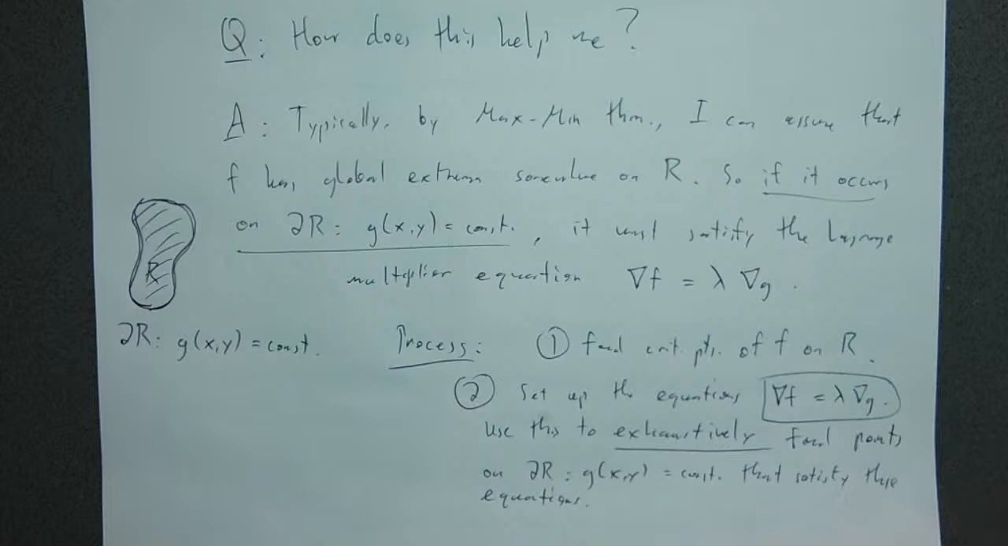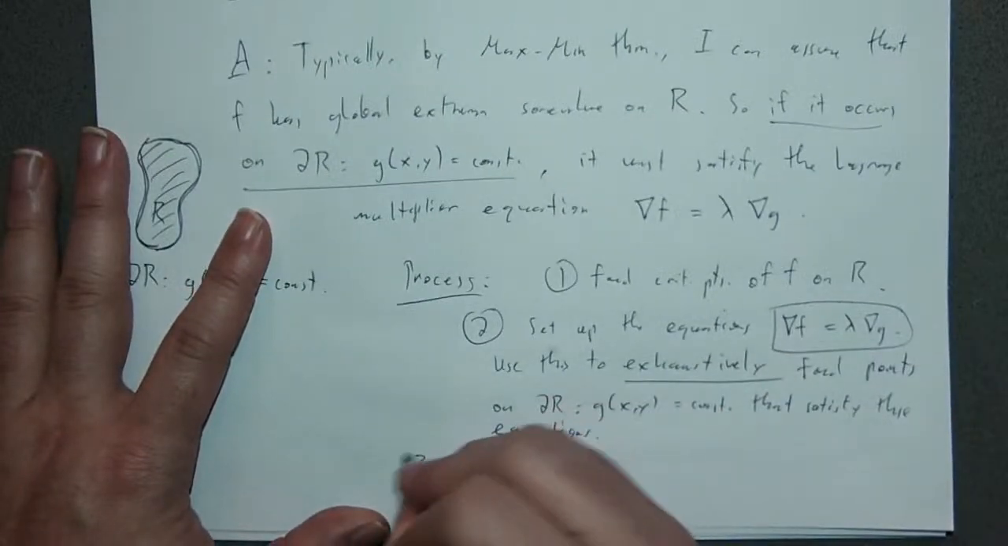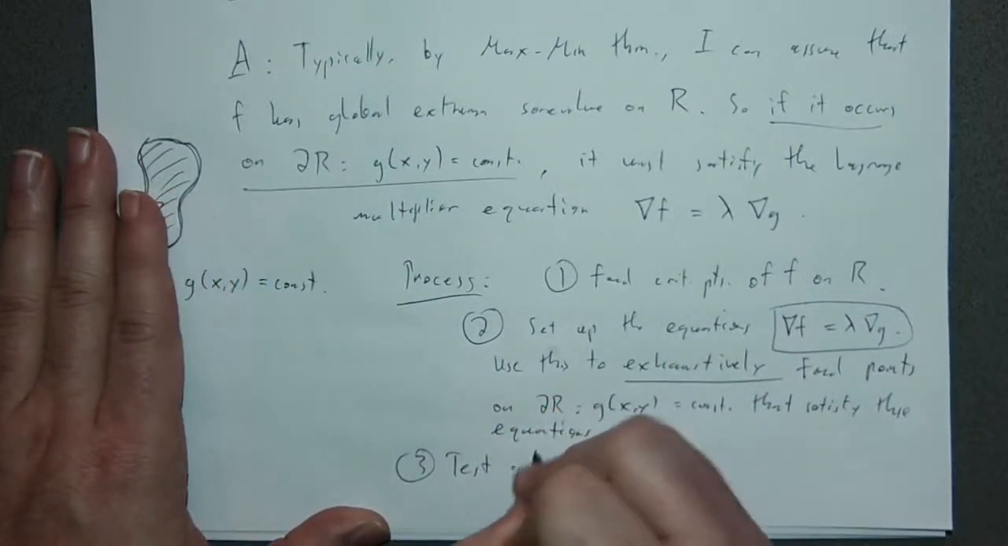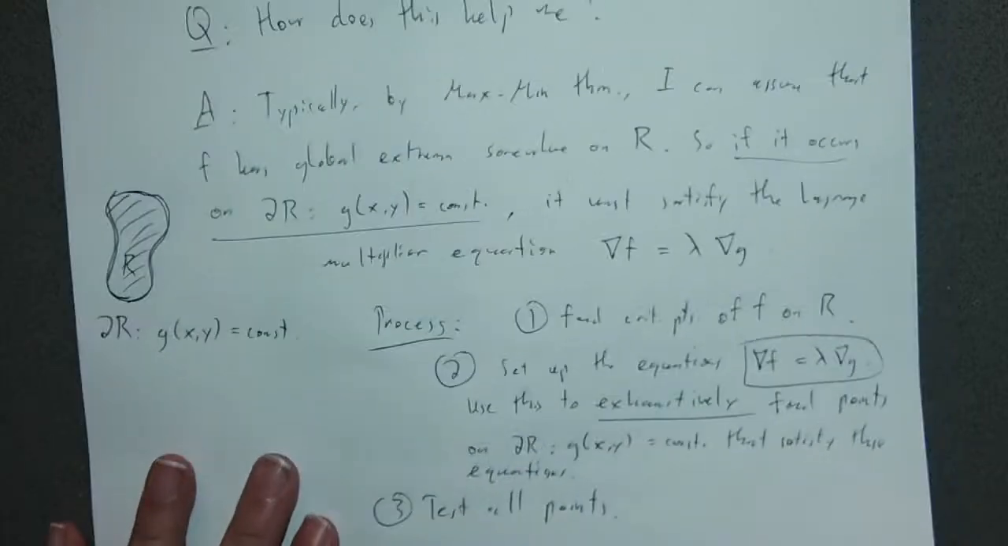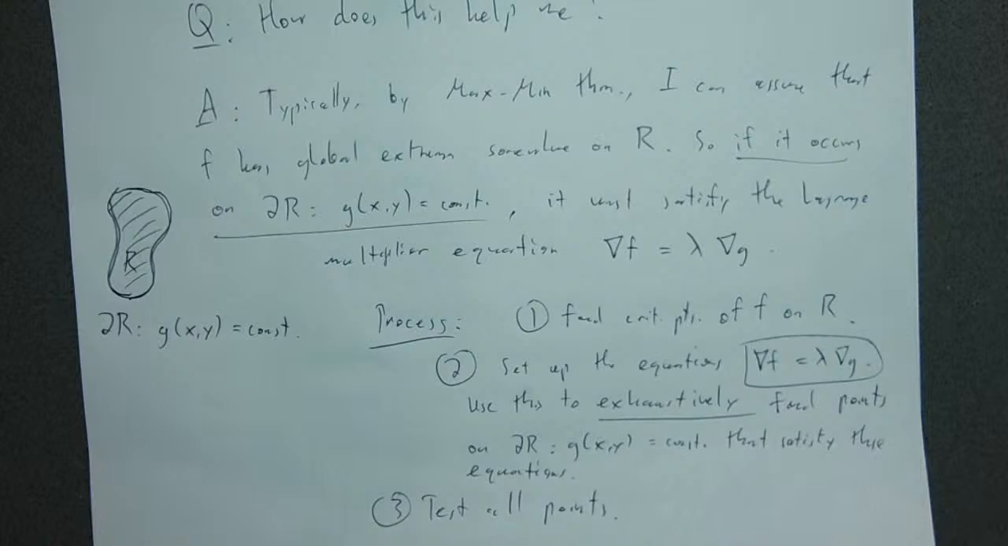And if you do this exhaustively, if you find every single point on the boundary that satisfies this equation, then what you've done is you have found your full list of candidate points, right? So if f is going to have a global max or global min on the boundary, it would have to be at one of those points. It might not be at any of those points, but it would have to be at one of them. And then lastly, 3, test all points. What we mean by test all points is we plug them into the function. We see what the largest value and what the smallest value is.